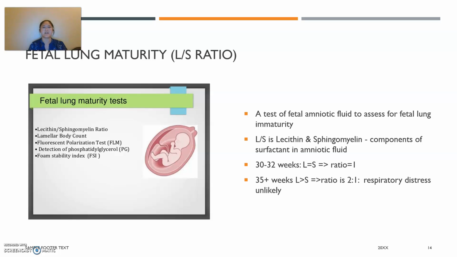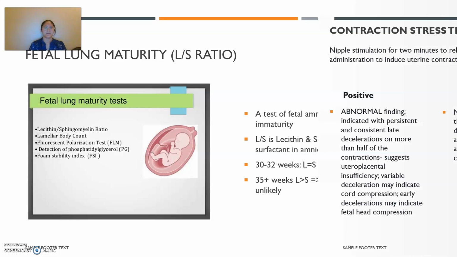The next test is fetal lung maturity. That is a test of fetal amniotic fluid to assess for fetal lung immaturity. L/S is the abbreviation for lecithin and sphingomyelin, the two components of surfactant in amniotic fluid. From 30 to 32 weeks, L will equal S, so the ratio is 1. At more than 35 weeks, L will be higher than S, so the ratio is 2 to 1. Respiratory distress is then unlikely.